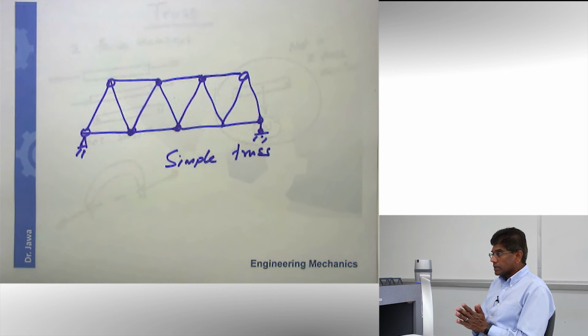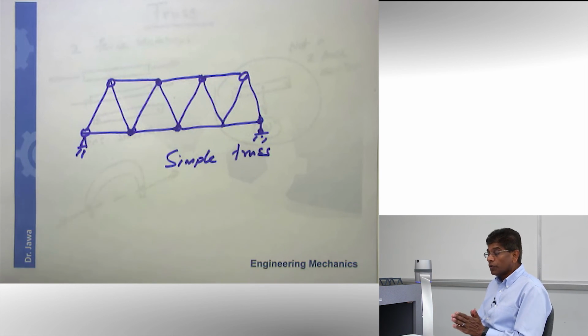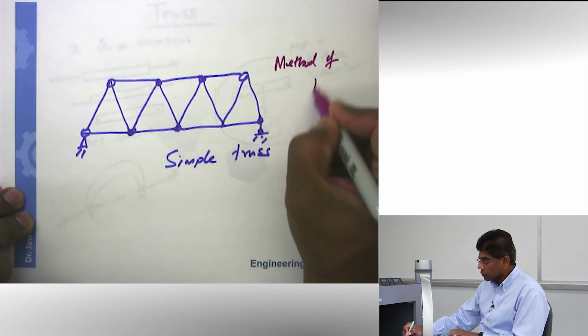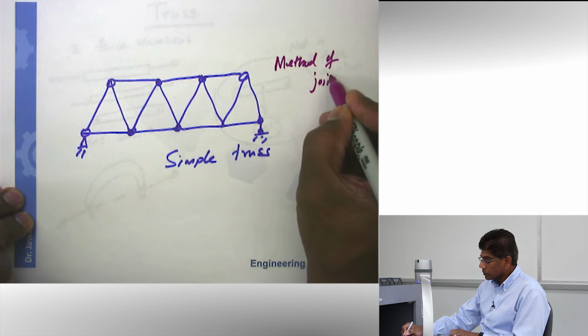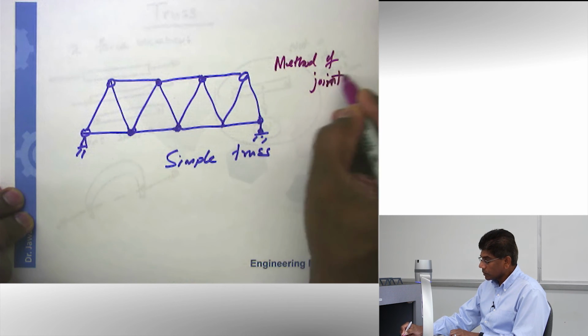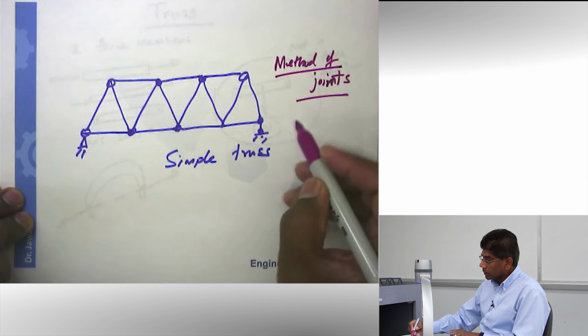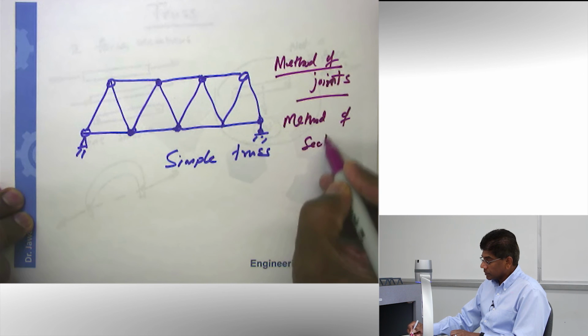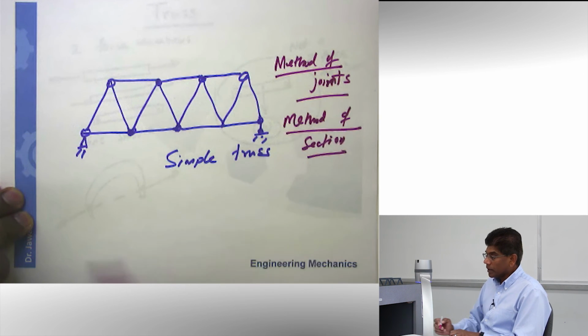And truss analysis can be done in 2 different ways. One is method of joints. Method of joints. J-O-I-N-T-S, joints. That's one method. Another method is method of sections. 2 methods to solve truss problems.